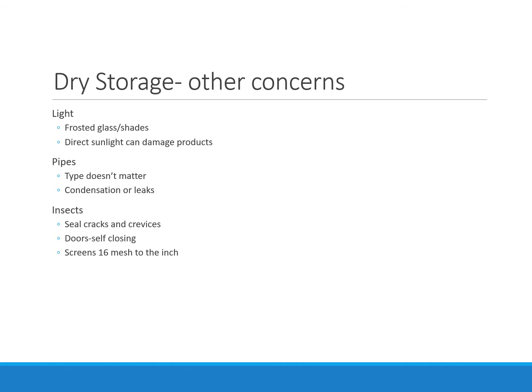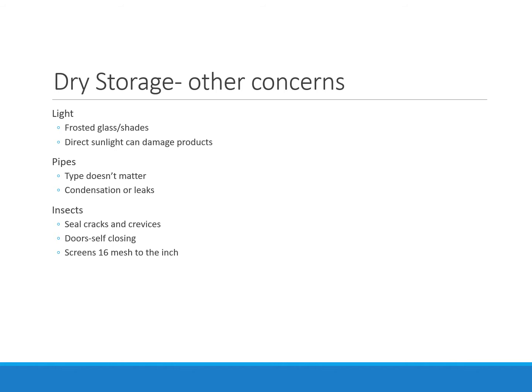Other things about dry storage that are important. It needs to have appropriate amounts of light so that you can find things in there, but you also don't want it to have direct sunlight. It's a bad idea to have a window in your dry storage area. The UV light from the sun will actually damage the packages. It'll make the food degrade faster, it'll break down, it'll go bad faster. So dry storage should be dark, except when you're in there looking for things. So you don't want a window in there. If you have a window in there, it should be frosted or have shades.